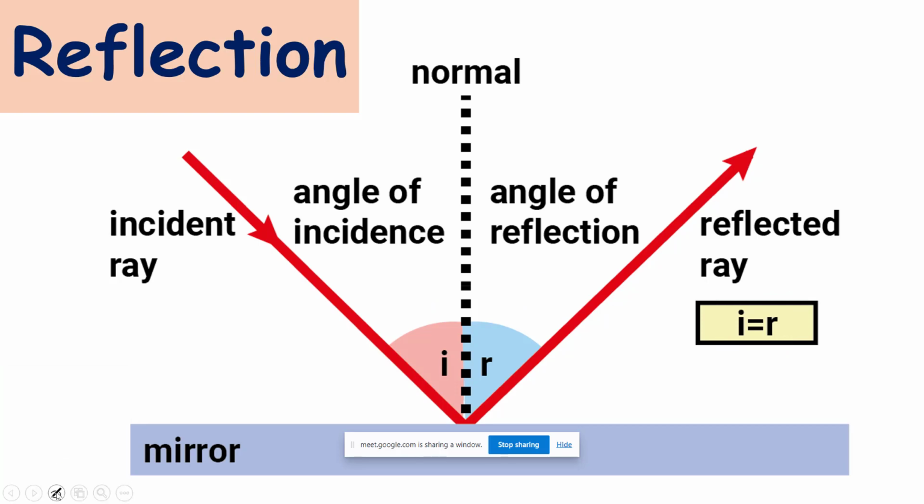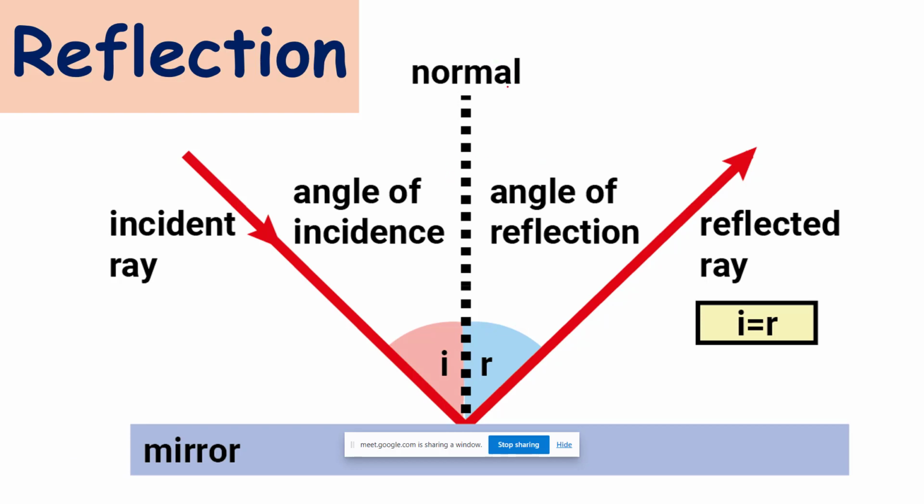Okay. If I is 40 degrees, what about R? R equals 40 degrees too. Very good, student.